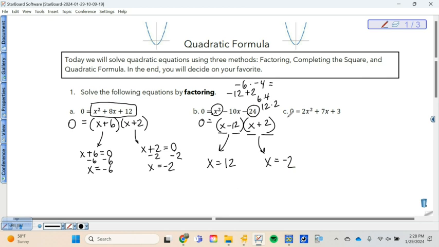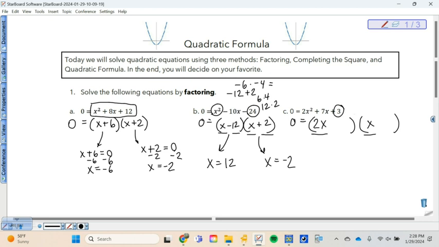Okay, let's do this last one as well. Same thing, right? 0 equals, and now I'm going to factor this side. But what's different about C than A or B? Yeah, there's this number out in front. But for this one, it's not so bad because it's just a 2. And there's only one way to multiply together to get to 2. 2 times 1, so my first terms need to be 2x and x.